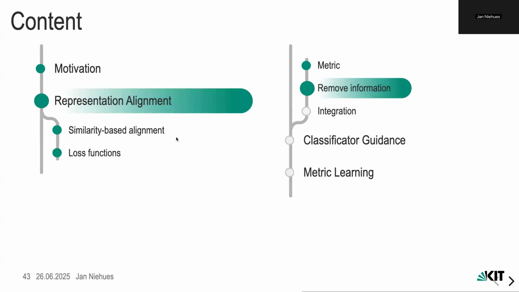Now we have discussed one method of making things simple, aligning them. There's another way of doing it, and that's trying to explicitly remove information. And that is what we'll look at next and how we can do that.